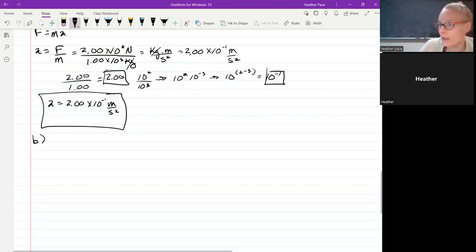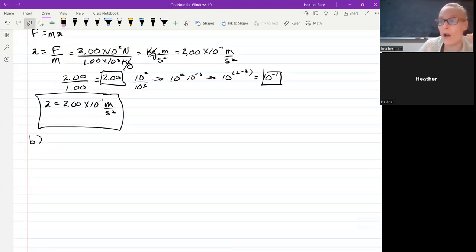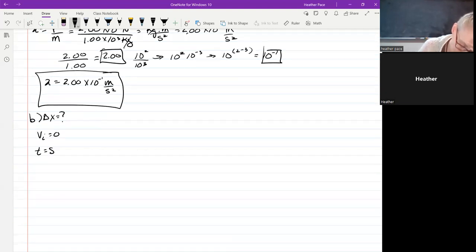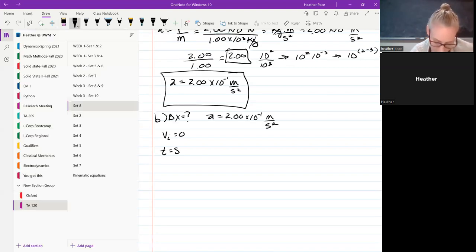B says, if the boat starts from rest, how far will it move? So we're looking for delta x. If the boat starts from rest, that means VI is 0. And they're giving us a time. All right, so this is what we have. We found our acceleration in A. So now we're going to look at our kinematic equations, which I can pull up here quickly.